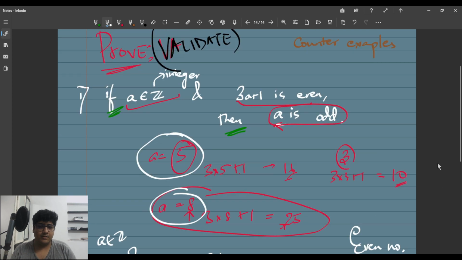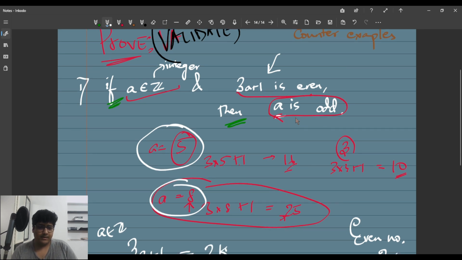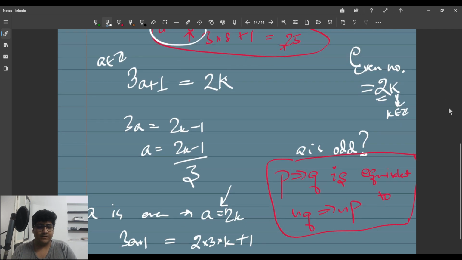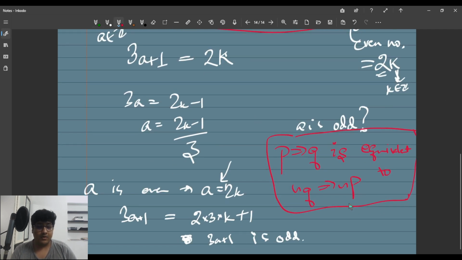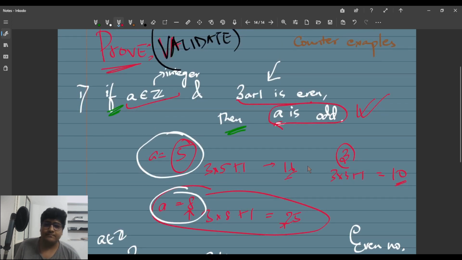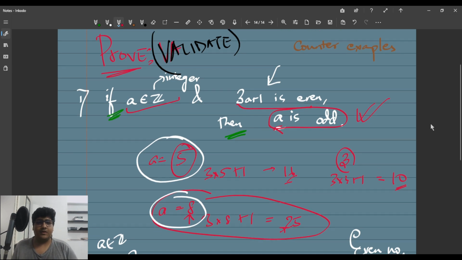And isn't that contradictory to the fact that 3a plus 1 is even? We have just shown that if 3a is even, then 3a plus 1 cannot be even. So we have just shown that if not Q, then not P. So haven't we shown P implies Q? Haven't we shown this is correct? And I also use the word contradictory to the fact that 3a plus 1 is even. So I use the word contradictory. So this should suggest something.